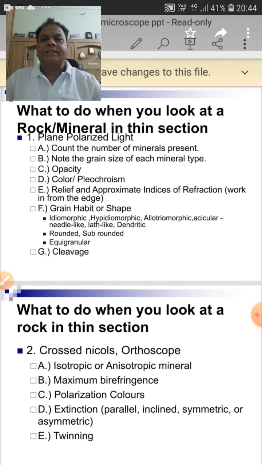uneven, the slide is overturned and again ground with the carborundum powder till the slice of that mineral or rock is 0.03 mm. And finally, it is adhered with Canada balsam by putting the cover slip, and that thin section of that rock or mineral is permanent and can be used for years.